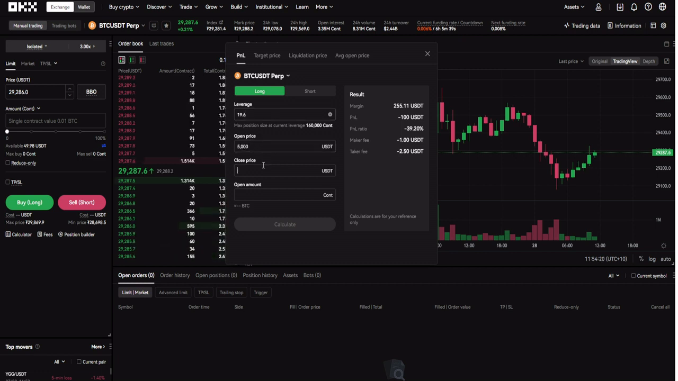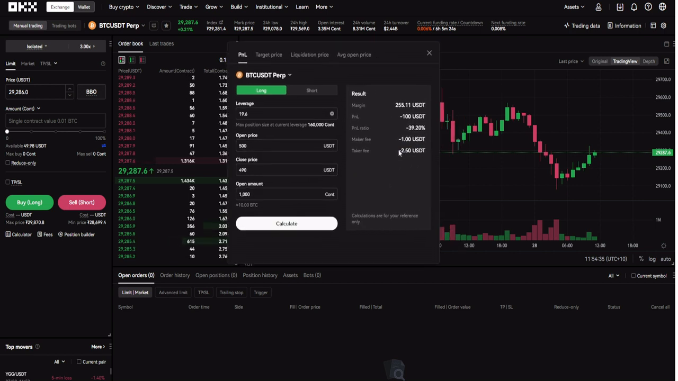We were opening the trade at $500. We were closing it at $490. That's where our stop loss was. And we were opening 1,000 contracts. So if we calculate that, I have done something wrong there, one too many zeros. If we calculate that, you can see that that gives us a taker fee, which is what it is because it's a market stop loss, of $2.50.